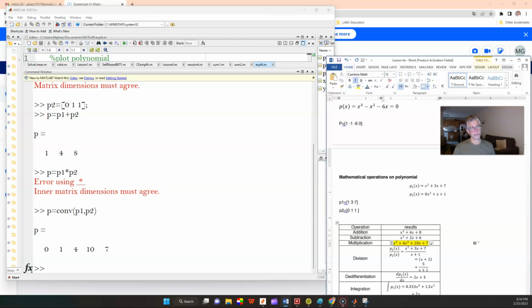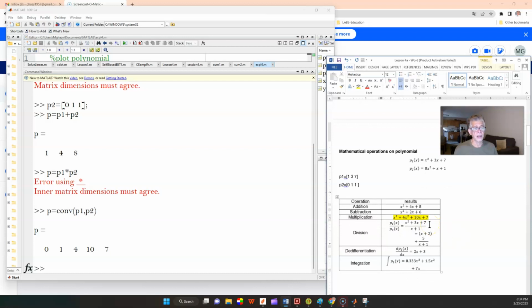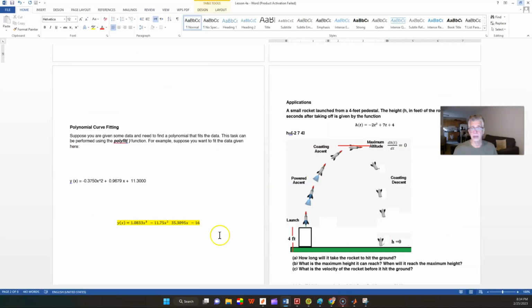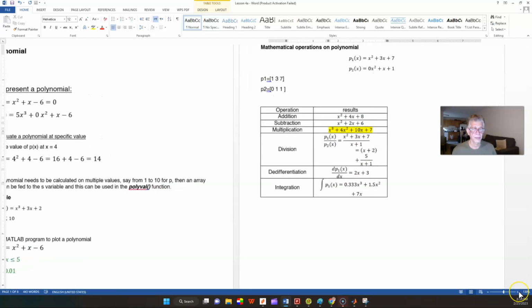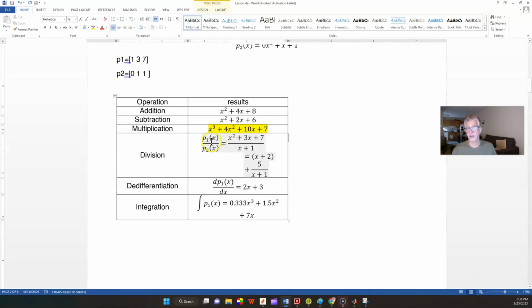What about division? When you divide, I'm going to show you this one. Let me make it bigger so you can see the screen. That's the division. When you divide the polynomial P1 by P2, you get the output here. The result will be x plus 2, and the remainder is equal to 5. That's why you write 5 over x plus 1. So x plus 2 is the result of the division, and 5 over whatever we are dividing by, 5 is the remainder.